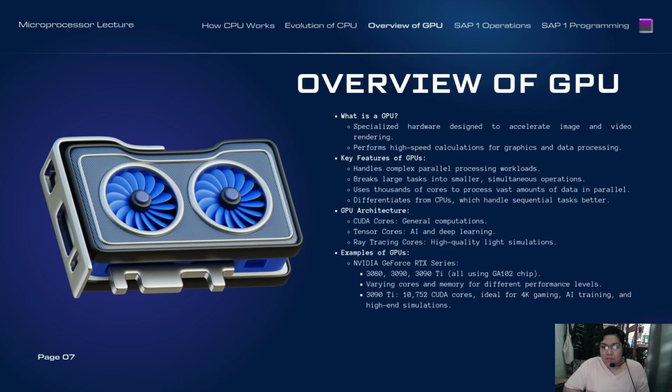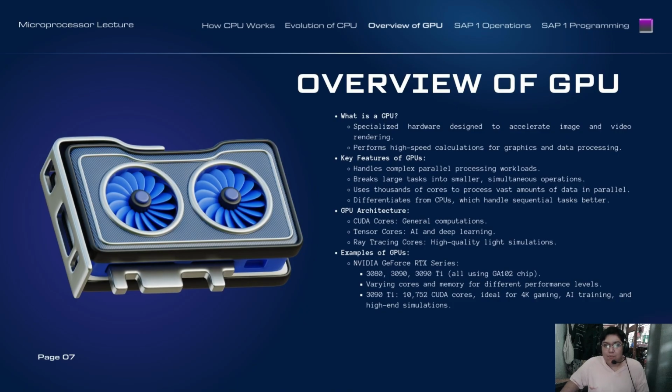The increased performance capabilities of GPUs have led to their integration into various industries beyond gaming, including scientific research, data analysis, and autonomous systems, where large-scale computation and processing are required.